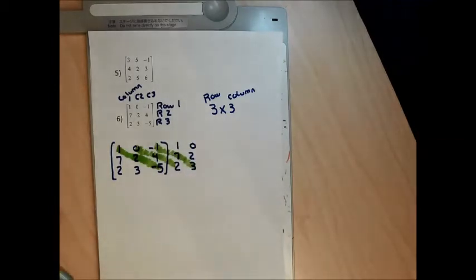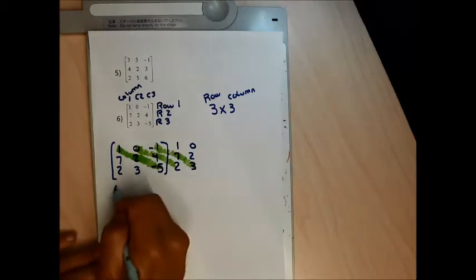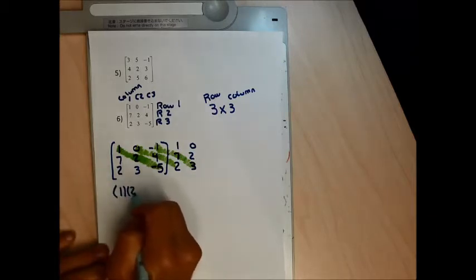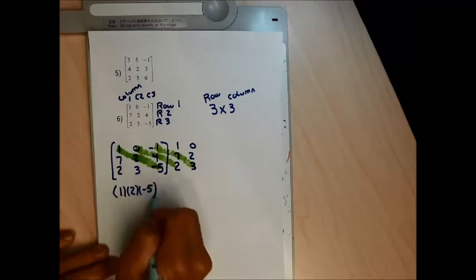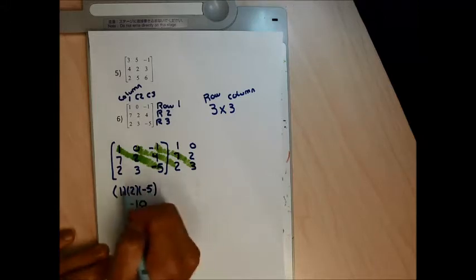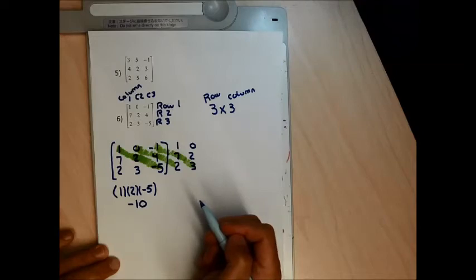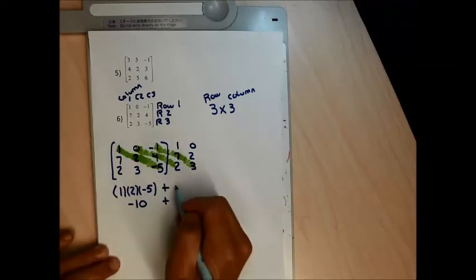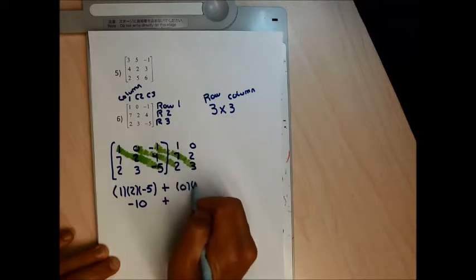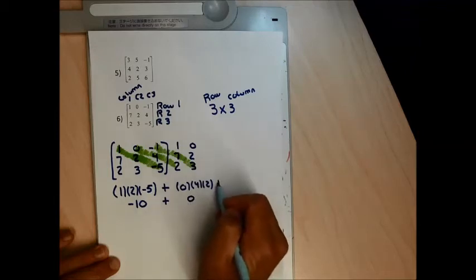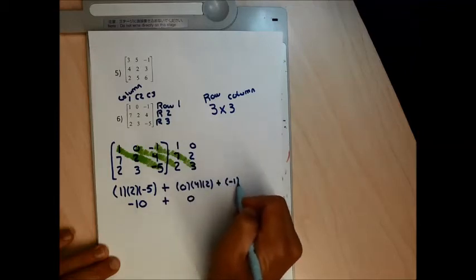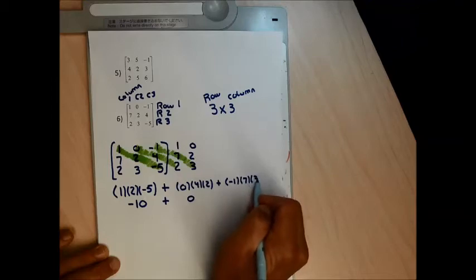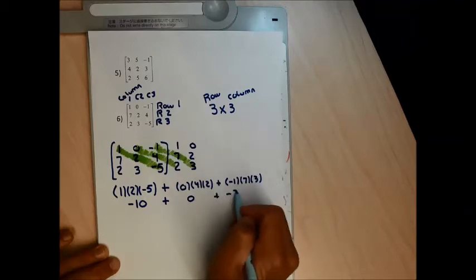The first multiplication I'm going to do is 1 times 2 times negative 5. That's going to give me a negative 10. And between multiplications that are going in the same direction, I'm going to put plus signs. The second multiplication I'm going to do is 0 times 4 times 2. And 0 in that string makes it a 0. The third multiplication I'm going to do is negative 1 times 7 times 3. That's going to give me a plus negative 21.